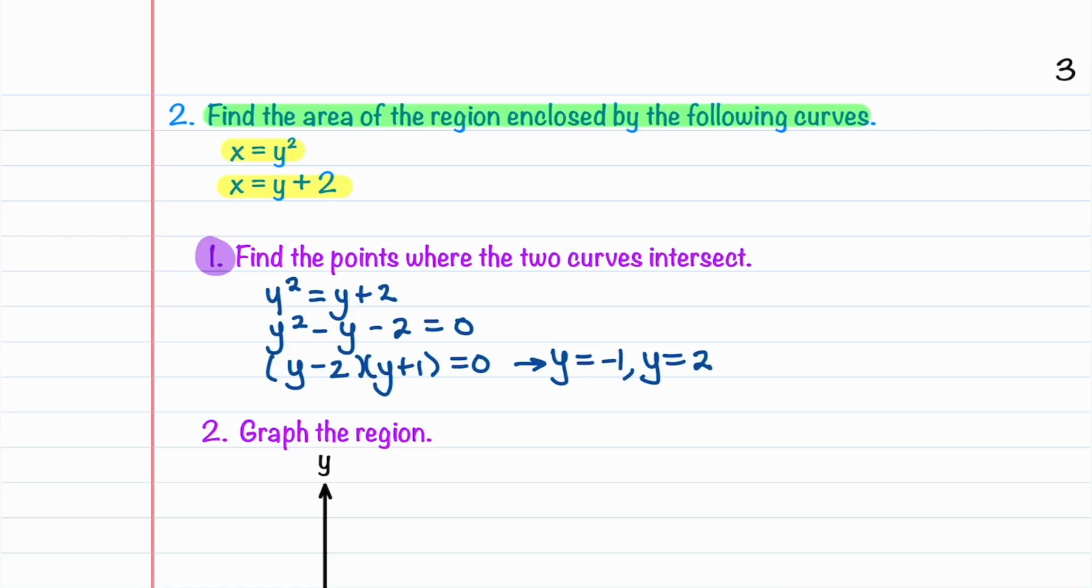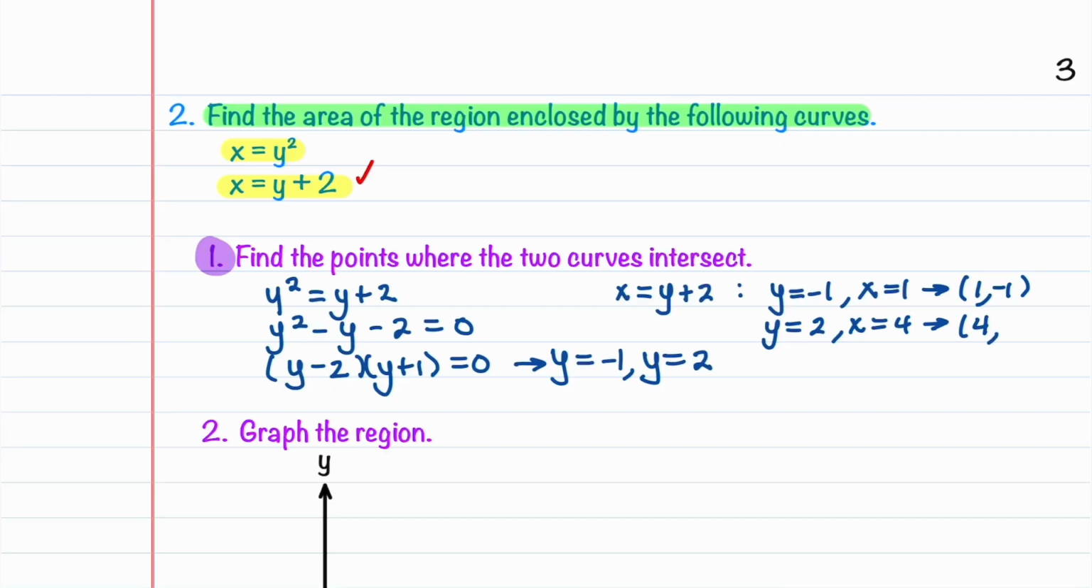Now we need to find the x values for these points of intersection. To do that, we're going to use the easiest curve, and that's x is equal to y plus 2. So let's write down x is equal to y plus 2. And then when y is equal to minus 1, we get that x is equal to 1. And this gives us the point (1, -1). And then when y is equal to 2, we get x is equal to 4. And this gives us the point (4, 2). Let's go ahead and highlight these because we are going to need them in our next step.